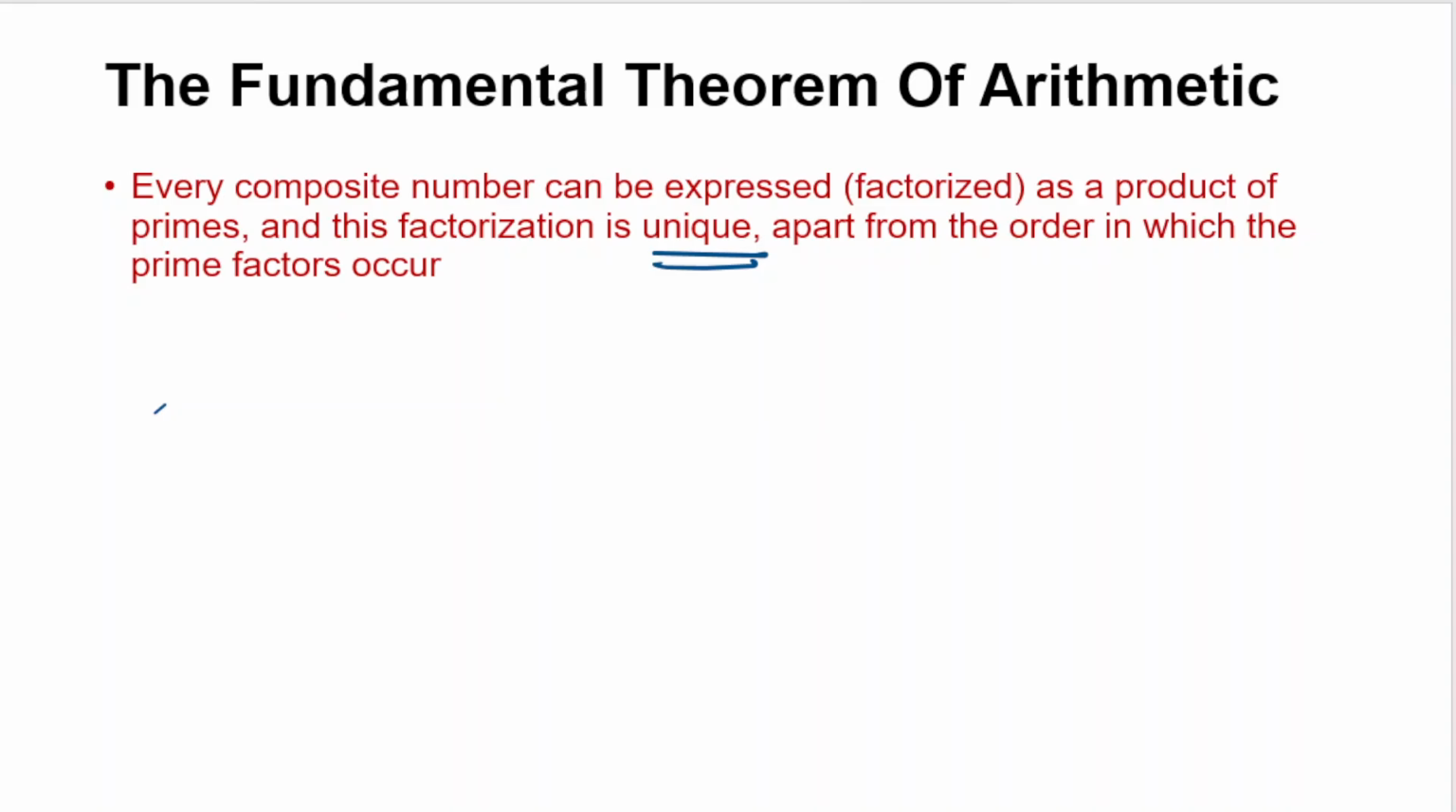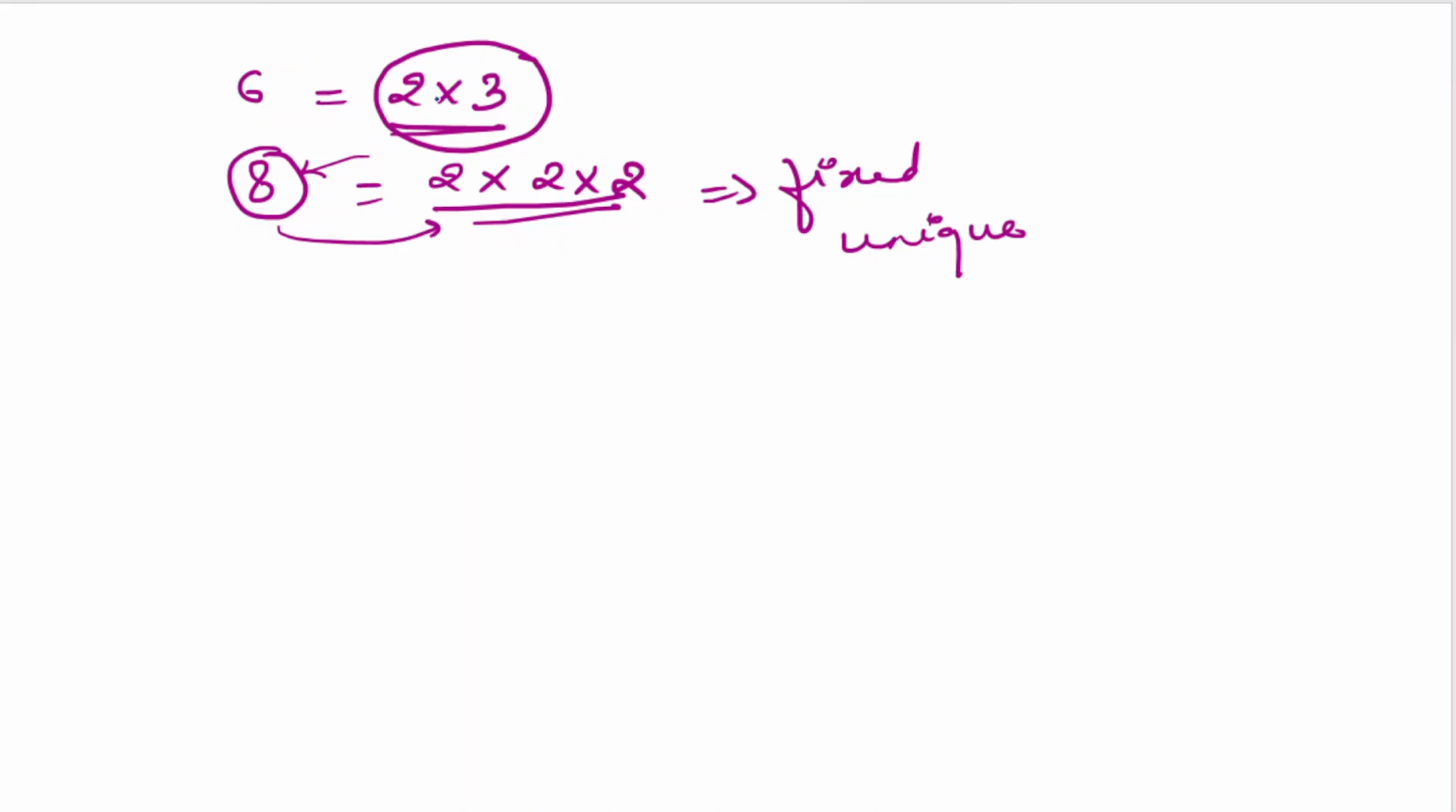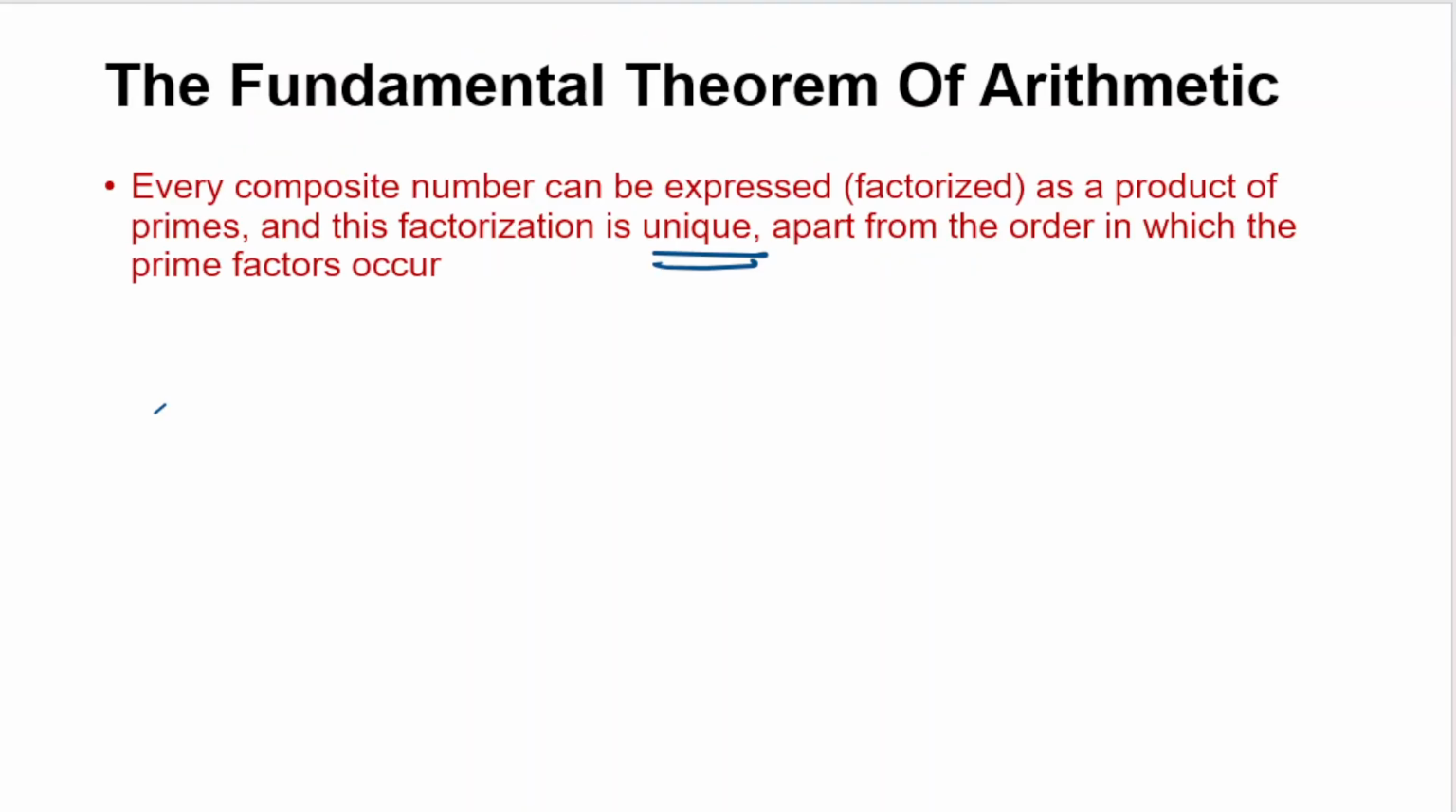You are saying that 2 into 3 is equal to 3 into 2. You are not saying that we are taking here 2 and 3 and we are taking 3 into 2 and they both are different. No. We are not considering the order, but we are considering the numbers you have taken, and this number is unique for every composite number. This is what your theorem says.